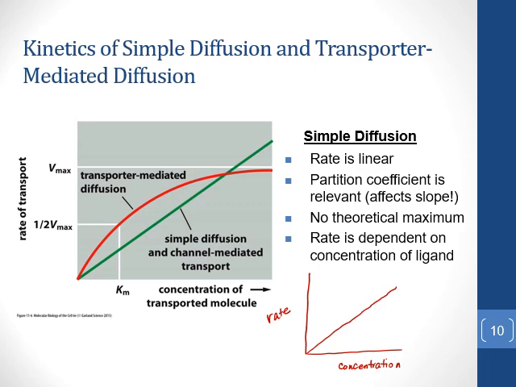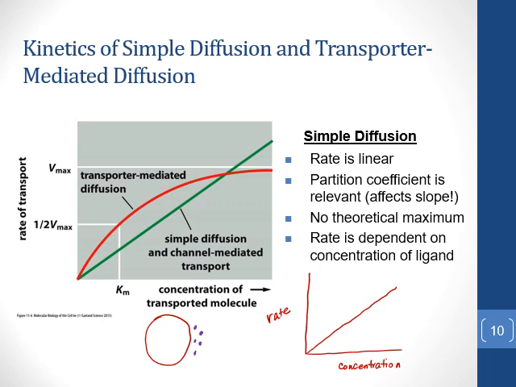In other words, if we had a cell, for example, and we're going to try to move things, let's use this purple. We're going to move the purple molecule across the membrane. It's saying that the higher your concentration of purple molecule, the greater the rate of movement.